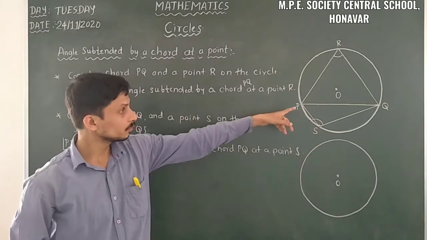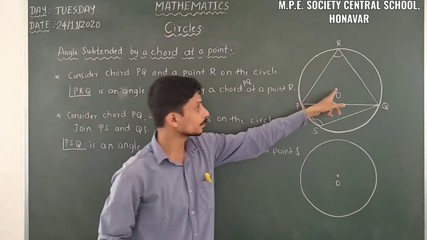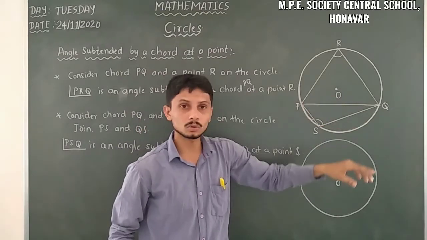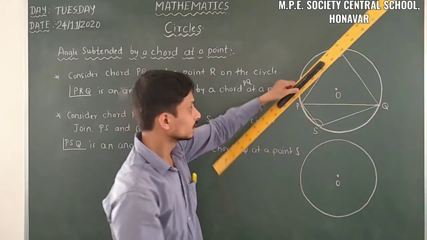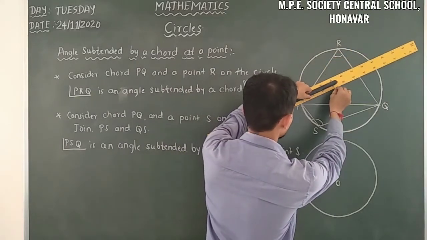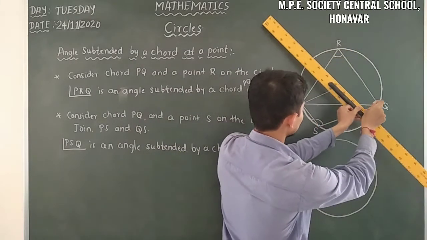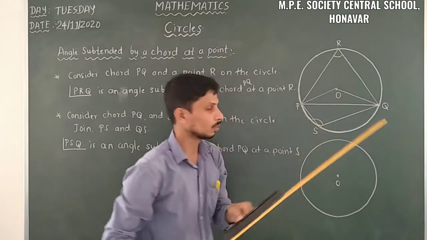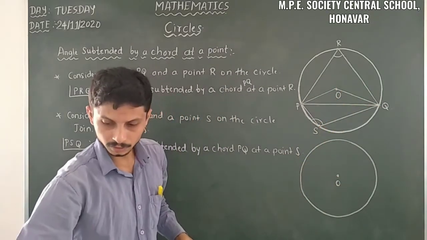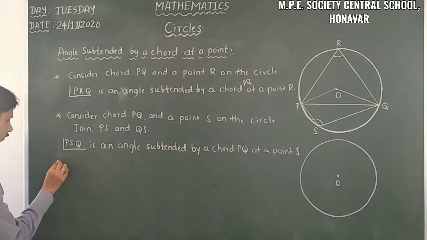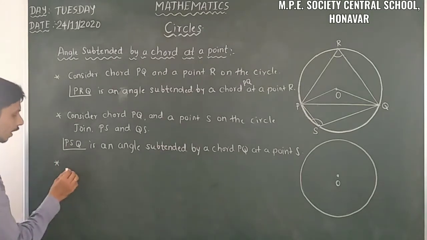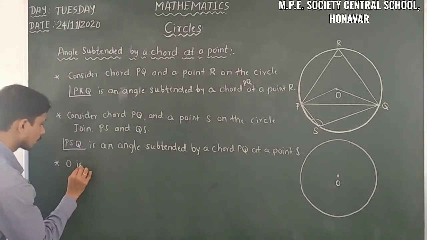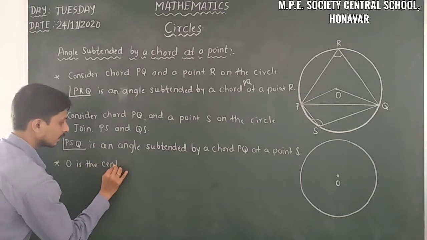If we take the angle subtended at the center O, that means we have to join OP and OQ. Those two are the radii of the circle. So I will join O here, and OQ. Then the third case: consider the center of the circle O. O is the center of the circle.